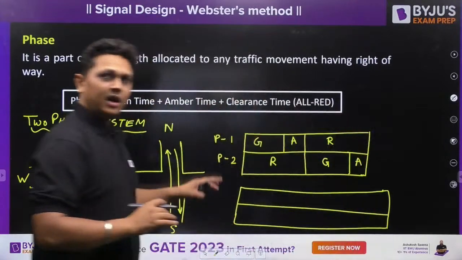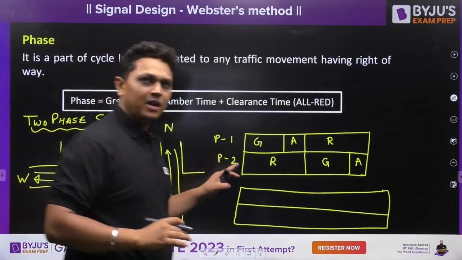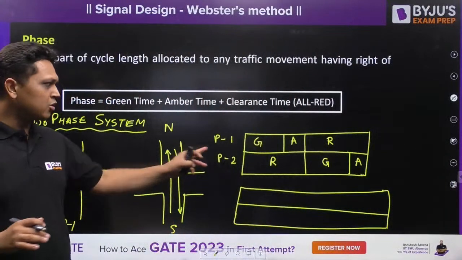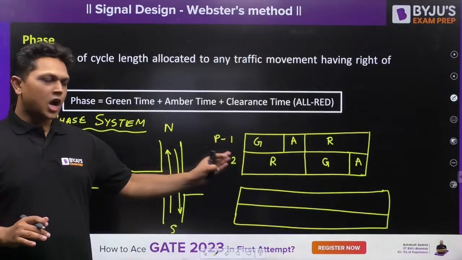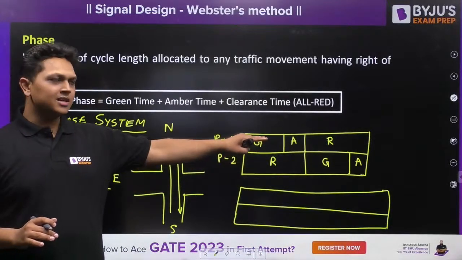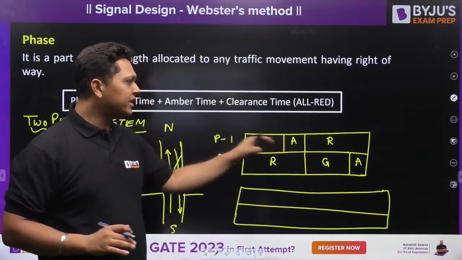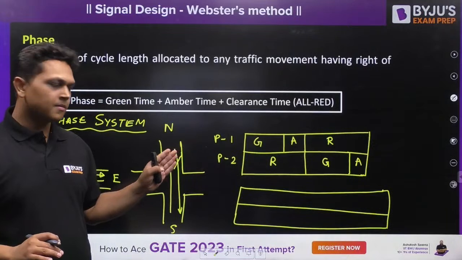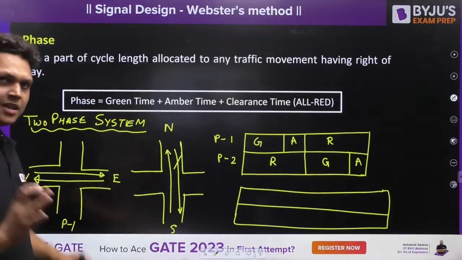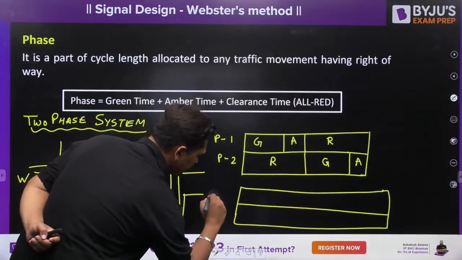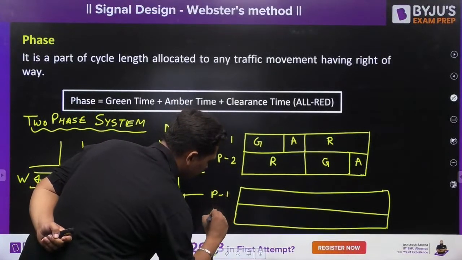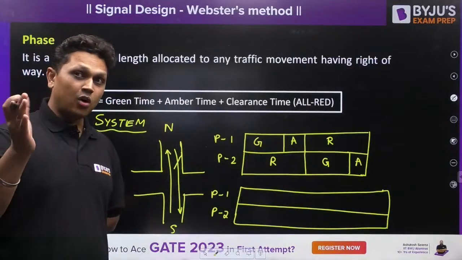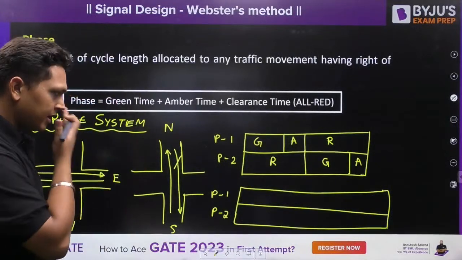Tell me everyone, any doubt up to this point? Are you able to understand this diagram? Are you able to understand this signal diagram, how the signals are changing and how it is represented for different phases? Is it clear to all? If there is any doubt, comment in the chat section. I will refer to your comment. This is phase number 1. This is phase number 2. Now let us see how this all red time is shown over here.